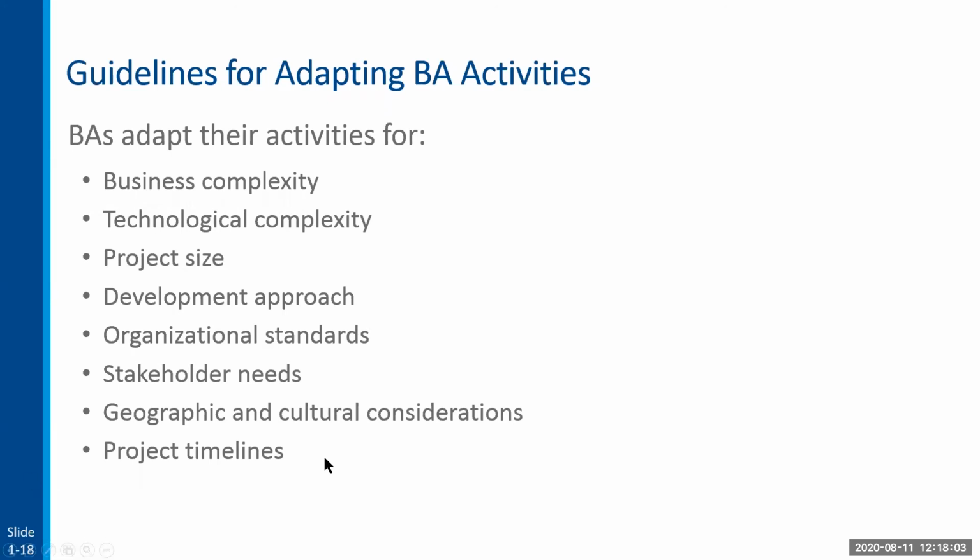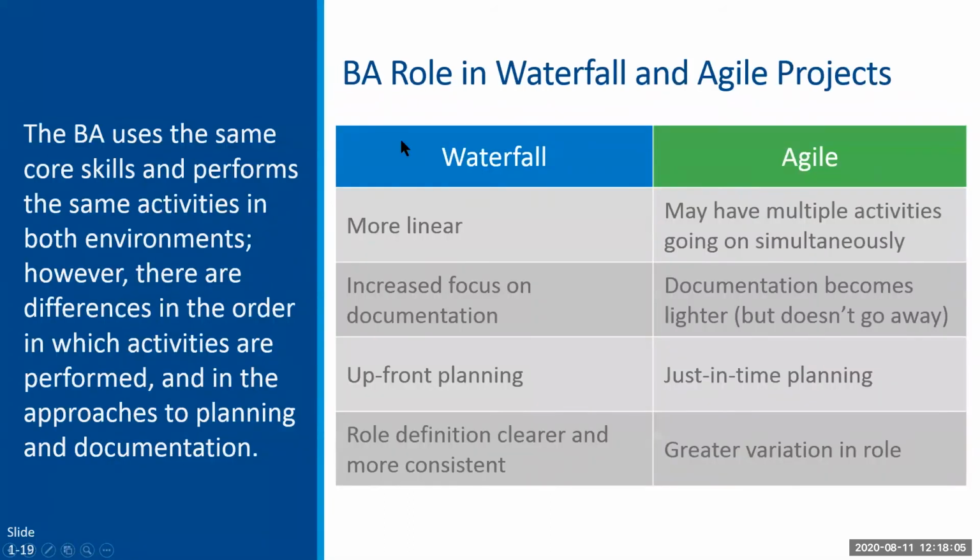Could be your project timelines as well. So if we look at the role of the BA in waterfall and agile projects, it may be handled differently, but it's essentially the same thing. The BA uses the same core skills and performs the same activities in both environments. However, there are differences in the order in which those activities are performed and the approaches to planning and documentation. In a waterfall project, we do everything just one time and one time only.